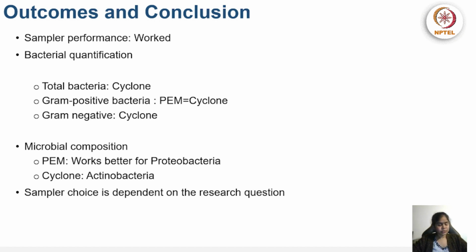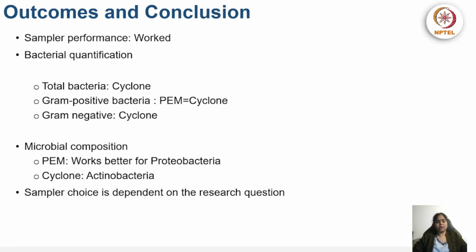When it comes to microbial composition analysis, the PEM sampler works better for proteobacteria, because if you remember the first plot, PEM had more than 40 percent proteobacteria, but very little, less than 20 percent, actinobacteria. Whereas the cyclone sampler was dominated by actinobacteria and firmicutes, which shows that the cyclone sampler might work well for actinobacteria and firmicutes, but might not work well for proteobacteria.